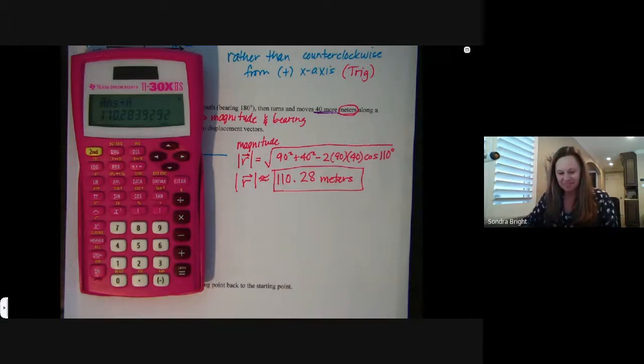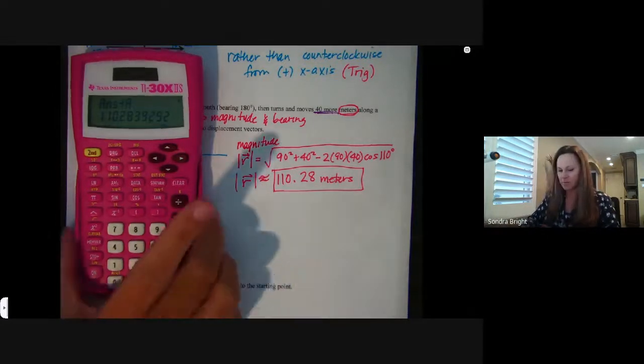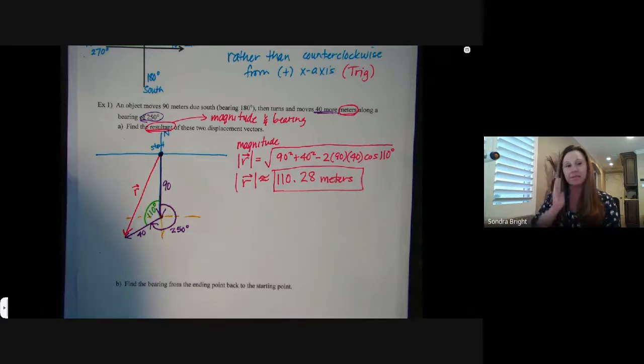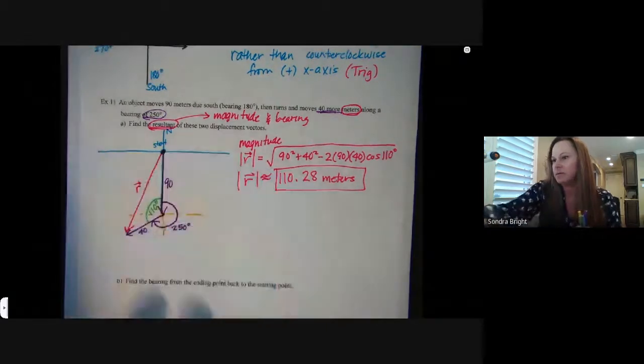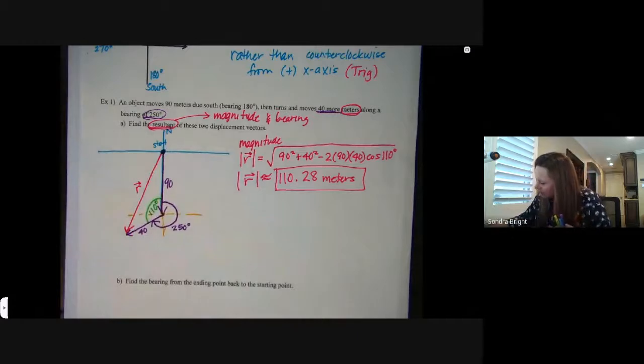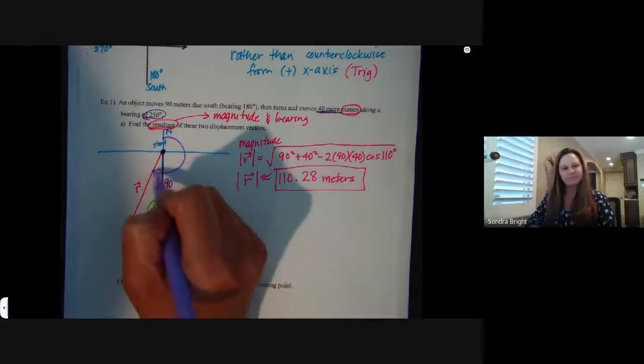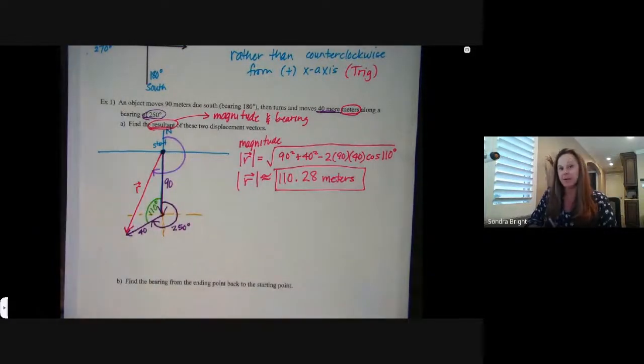All right. Then they also want us to find the bearing. Here's what I want for bearing. What color have I not used yet? I've used them all. I want the bearing for R. Well, remember the bearing is going to be from north, right? And then going clockwise until you reach the resultant vector, like that. You see that? That would be the bearing of this resultant vector.